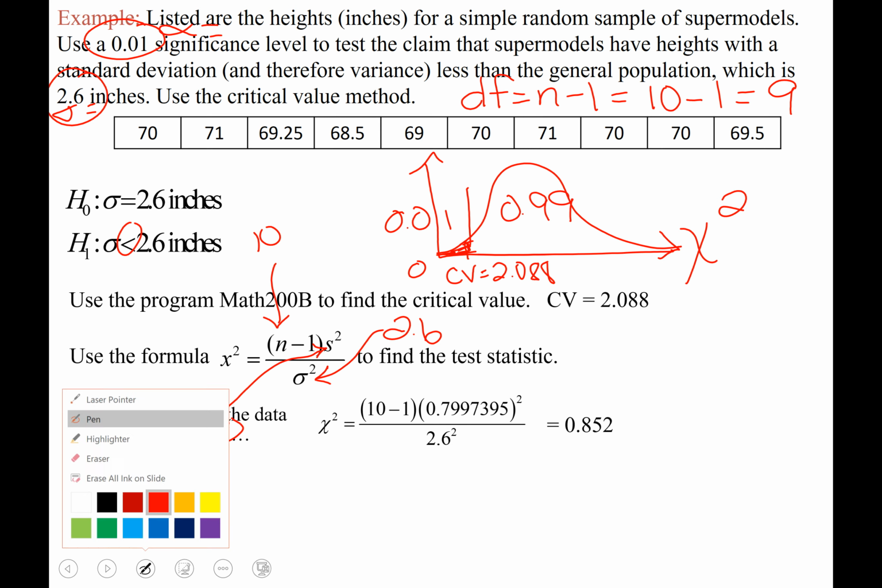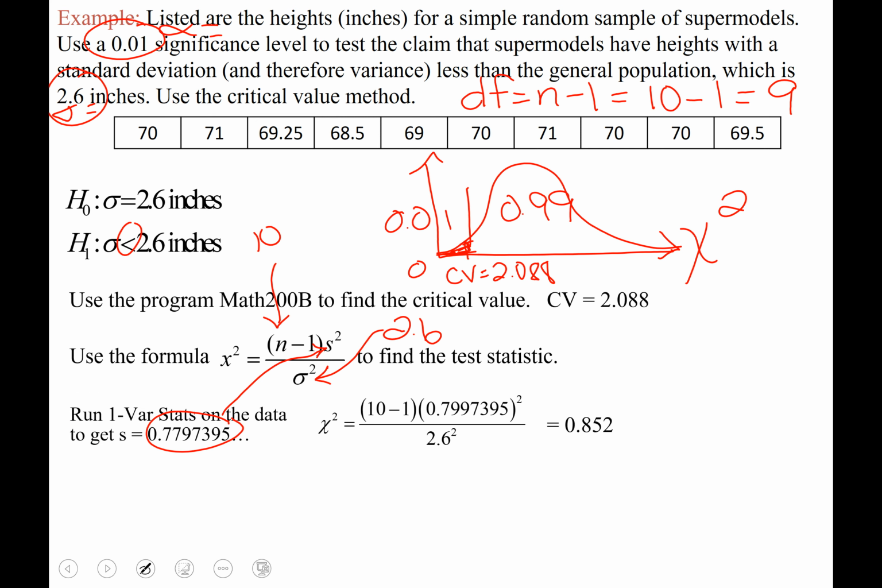I'm going to switch to blue just to really highlight where 0.852 is on this graph. It's definitely in the unshaded region, somewhere maybe there. This is our test statistic, so TS, which is approximately 0.852. Okay, our test statistic did not fall in the rejection region. Therefore, we are going to reject the null hypothesis. What did I do wrong here?